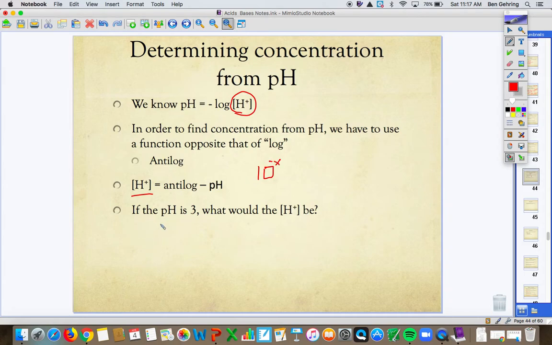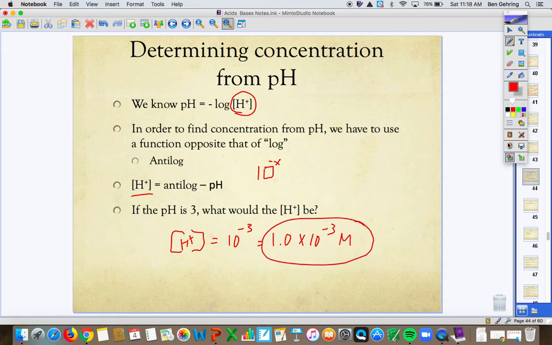So I want to know, if the pH is 3, what would my hydrogen concentration be? We know that the concentration of hydrogen is going to be equal to the anti-log, which is 10 raised to the power of negative 3. So that is going to be my hydrogen concentration. So 1.0 times 10 to the minus third molar is going to be your answer here. So this one works backwards. When it's a whole number, it's very simple. When it gets to 3.5, it's harder to do in your head.